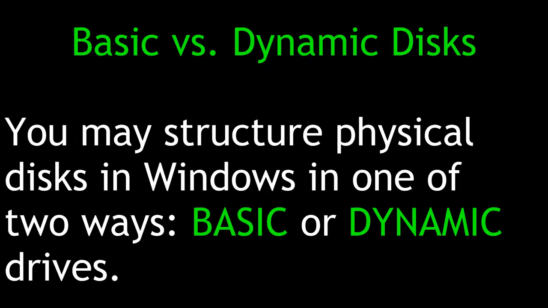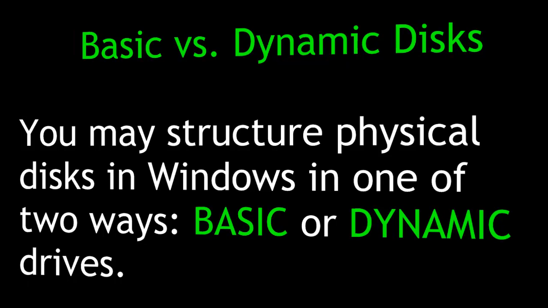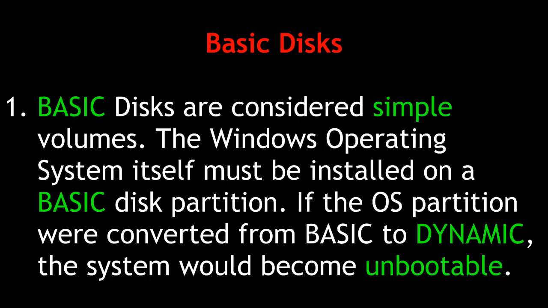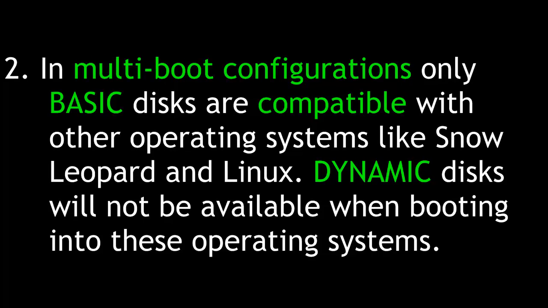Now let's look at basic versus dynamic disks. You may structure physical disks in Windows in one of two ways, basic or dynamic drives. First, let's take a look at basic disks. Basic disks are considered simple volumes. The Windows operating system itself must be installed on a basic disk partition. If the operating system partition were converted from basic to dynamic, the system would become unbootable. In multi-boot configurations, only basic disks are compatible with other operating systems like Snow Leopard and Linux. Dynamic disks will not be available when booting into these operating systems.